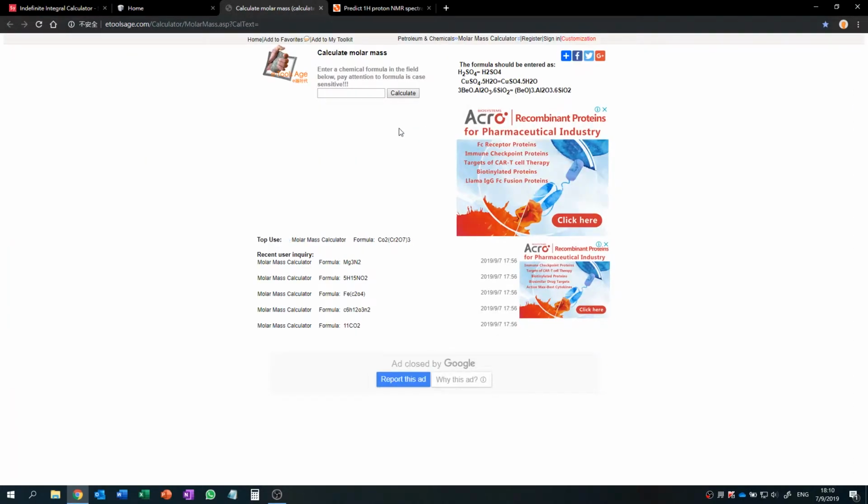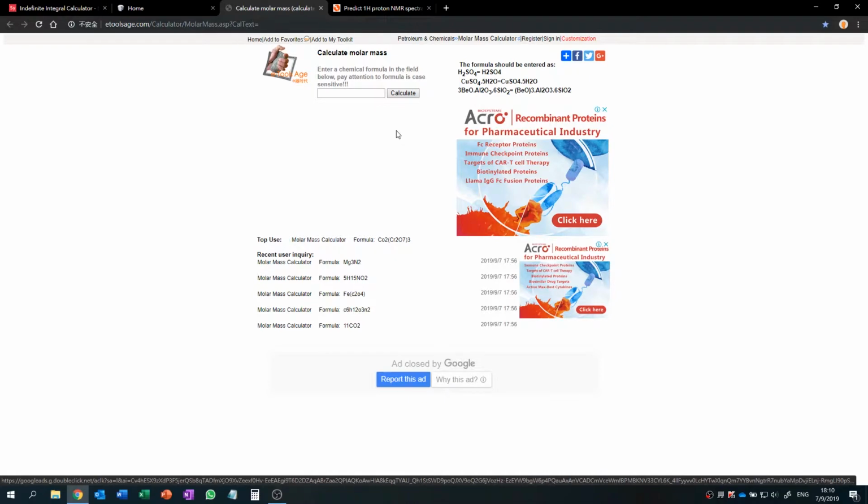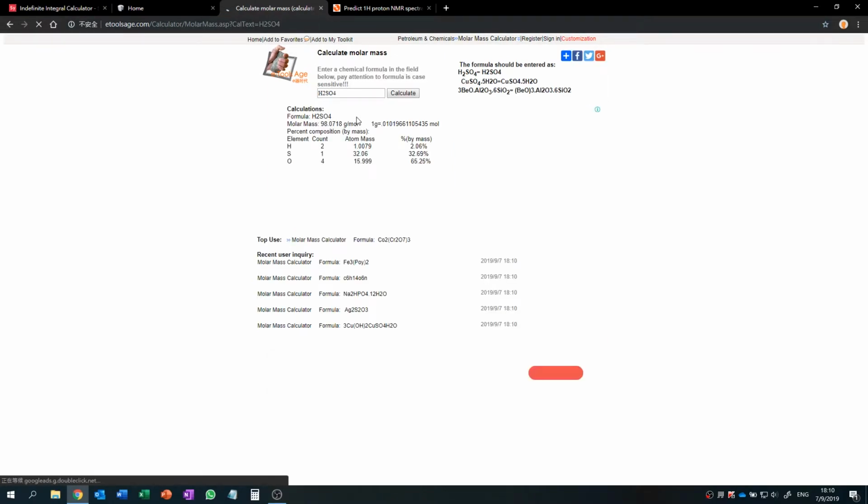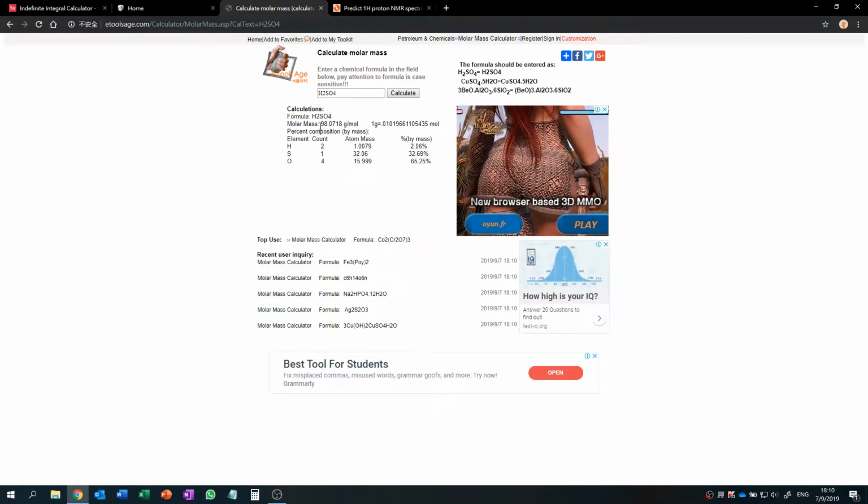The second website that I want to introduce is Calculate Molar Mass. So this website is obviously for calculating molar mass, so it's quite easy to use. For example, if I want to calculate sulfuric acid, I type H2SO4 and then I click calculate, and it will return the molar mass and also the percentage of compositions and by how many percent each element contributes to the compound.